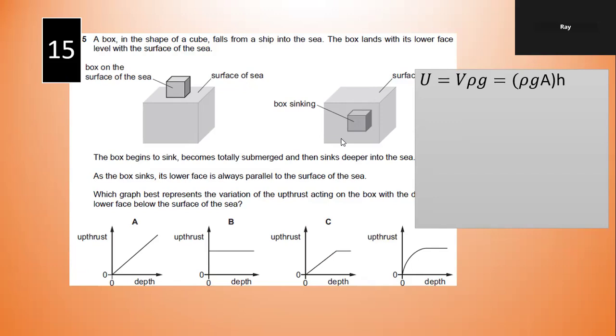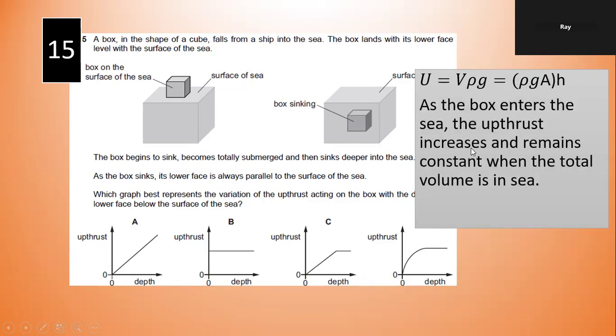Upthrust is V rho G. The cross-sectional area A is constant. The depth of the lower surface below the surface is H, so it's a straight line. But when the box is completely submerged, it will increase as it goes down. The upthrust will increase because the volume increases. So when the total volume is inside there, then it's constant.